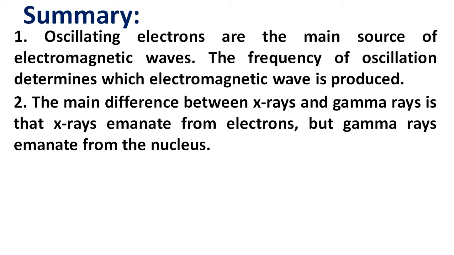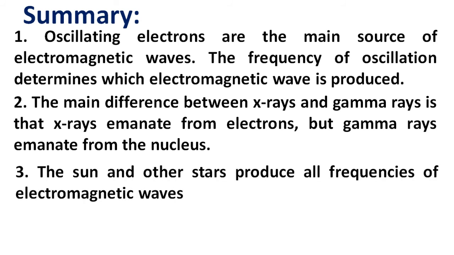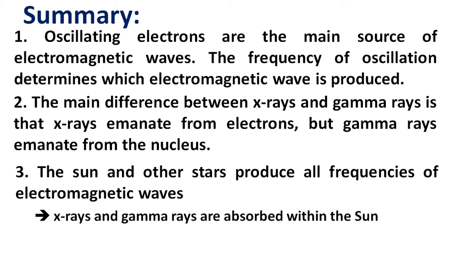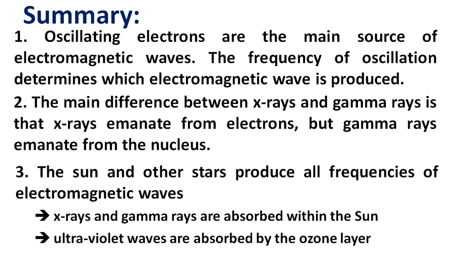the nucleus. 3. The Sun and other stars produce all frequencies of electromagnetic waves, but the X-rays and gamma rays are absorbed during the process of moving from the center of the Sun to the surface. The major part of radiation that leaves the Sun's surface consists of light, ultraviolet, and infrared waves. The ultraviolet waves still get absorbed by the ozone layer in our atmosphere before they reach us.